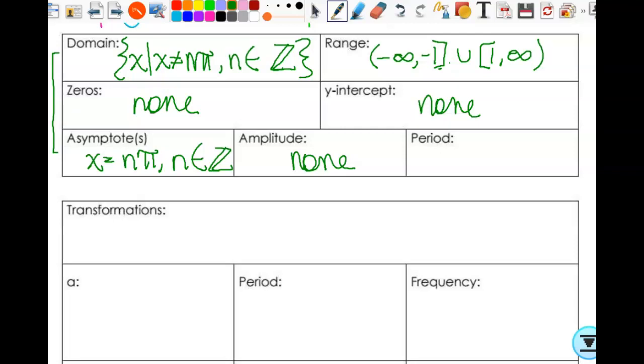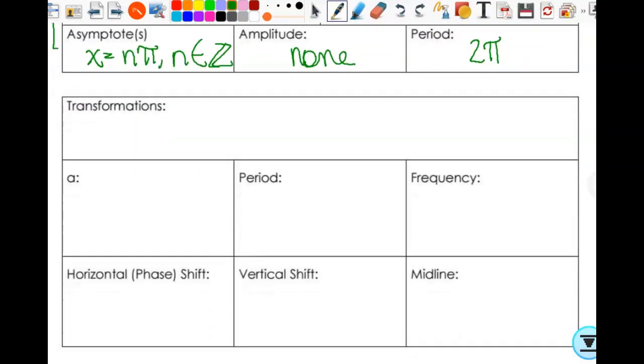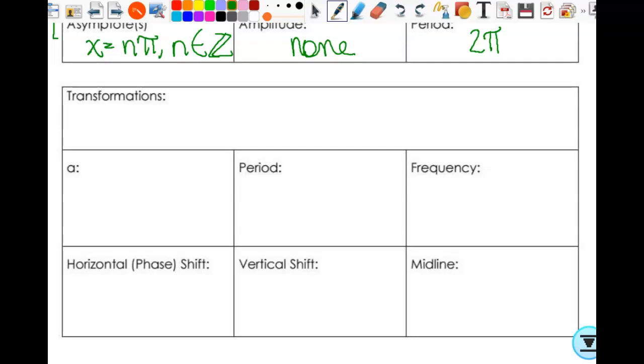All right, and what's the period for the parent function? 2 pi. Okay, good. All right, everybody good so far? All right. So my transformations. F of x is equal to a times the cosecant of b times x minus c plus d.